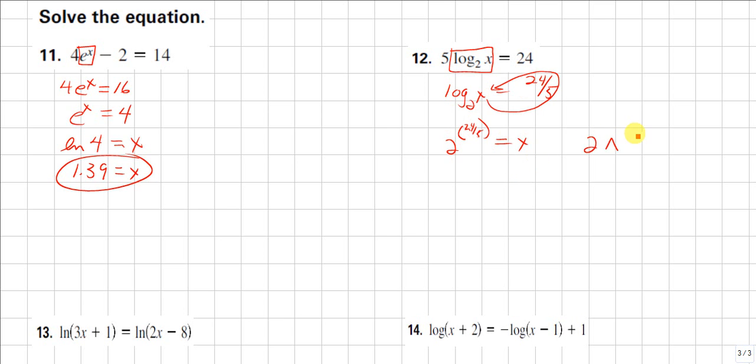That would look something like this. 2 caret, and now you have to enclose in parentheses the 24 divided by 5, or you're going to get a wrong answer. Now I got 27.858.